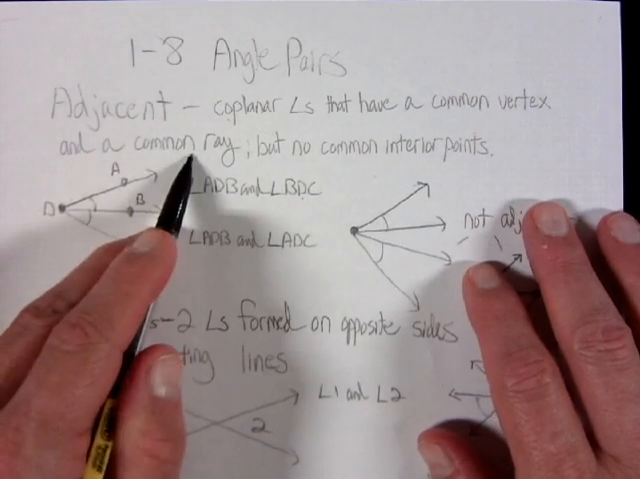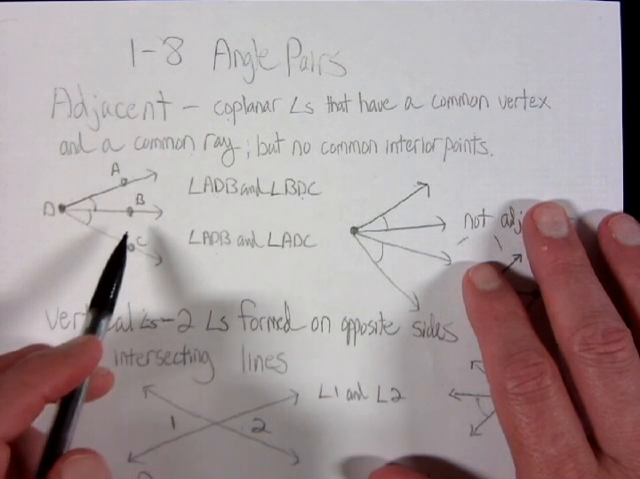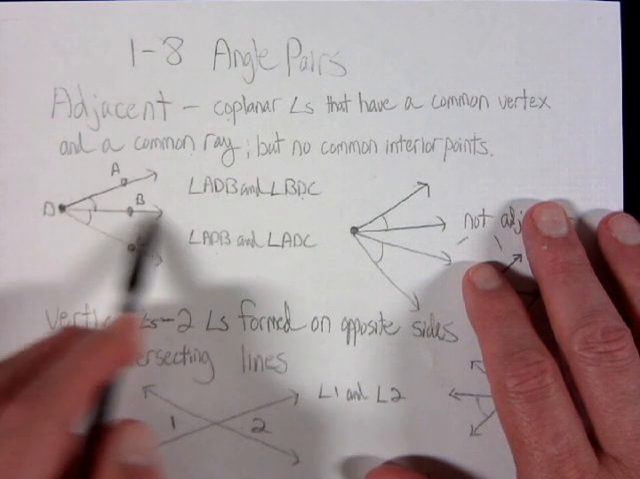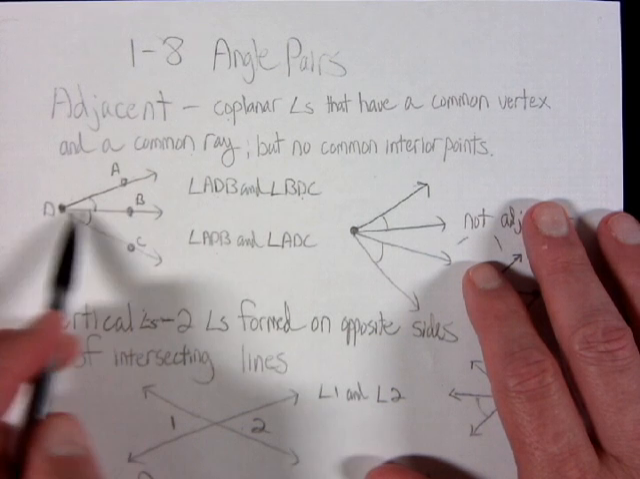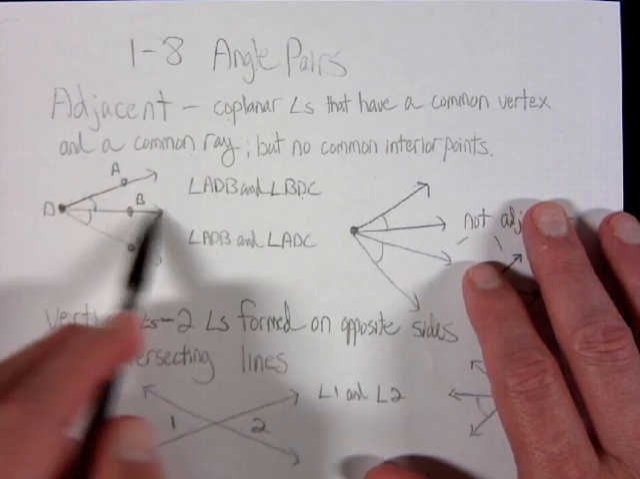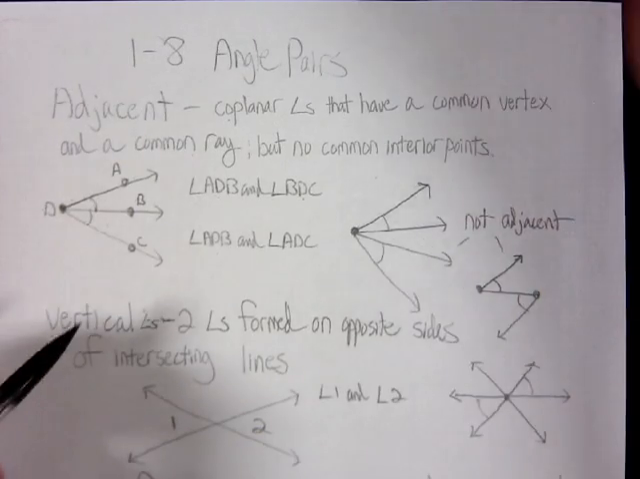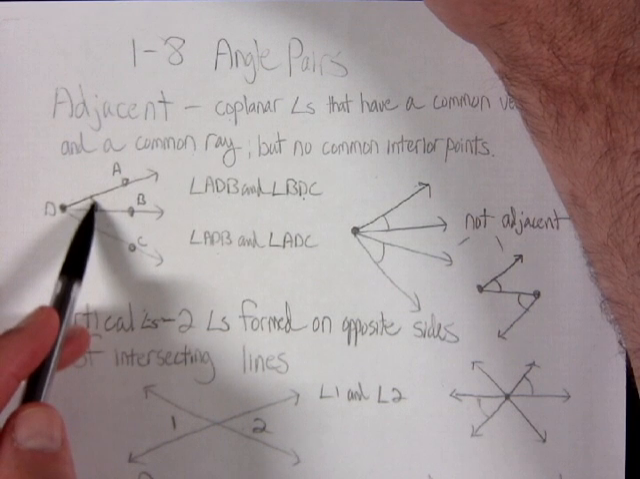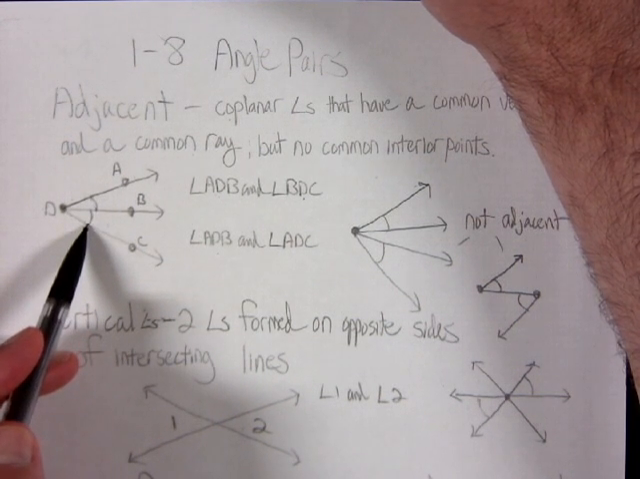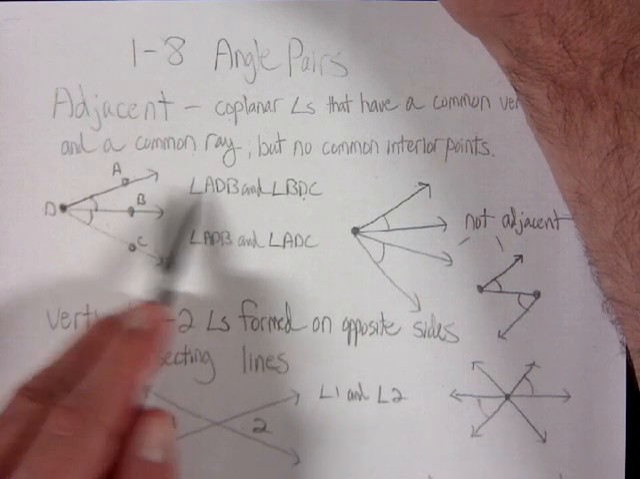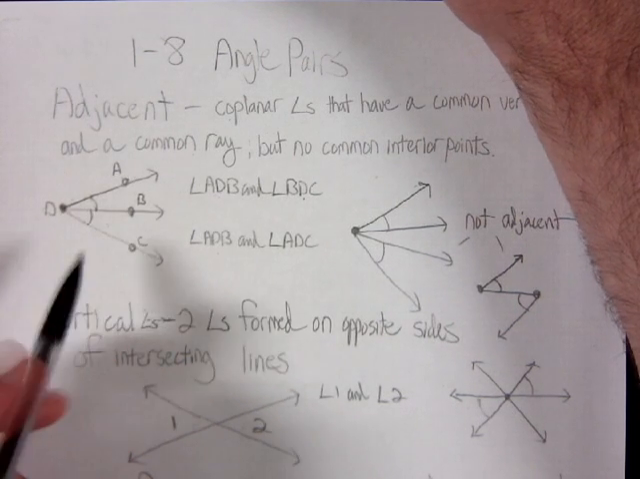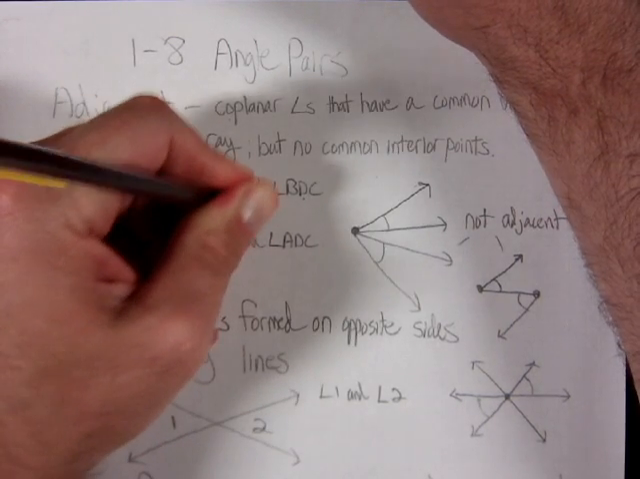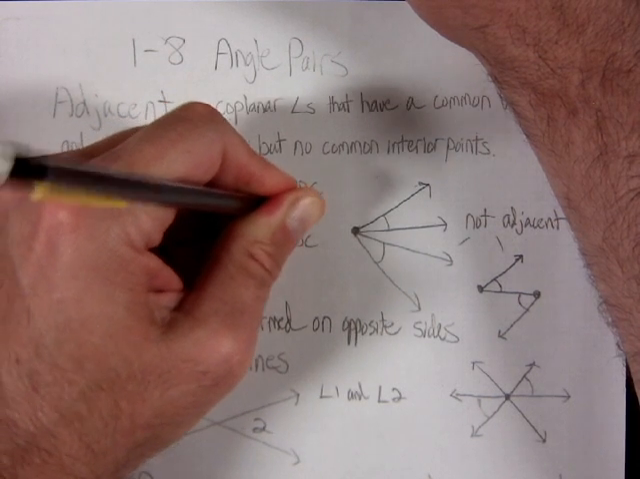Do they have a common ray? In other words, do the angles share a common side? And the answer is yes. Ray DB is a common ray for the top angle, and it's also a side of the bottom angle. So they share that side. That means they're connected at that side. And they do not have any common interior points. Where this angle stops, that's where the other one begins. So these two angles, ADB and BDC, fit the definition of adjacent. These two angles are adjacent.